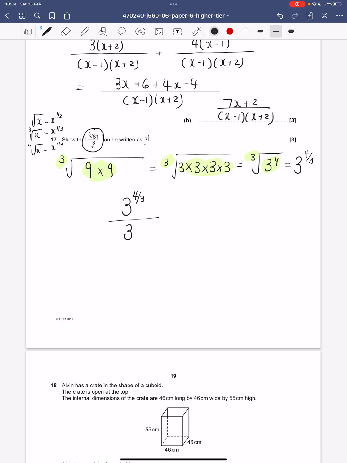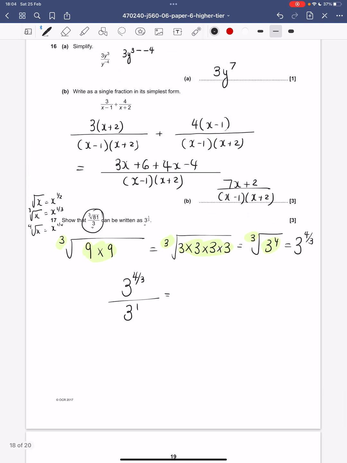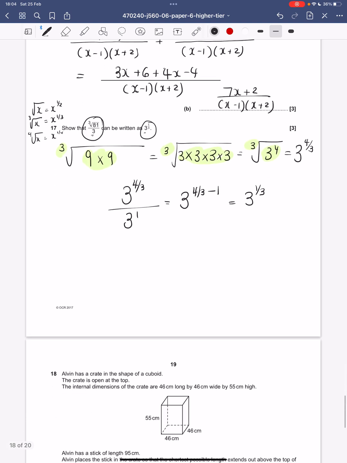Now 3 is actually the same as 3 to the power 1. And the reason I've done that is because I want to use the rule that I did here. So it's going to be 4/3 minus 1 now. So it's going to be 3 to the 4/3 minus 1. And 1 is 3/3, so it's 3 to the 1/3. QED. There we are.